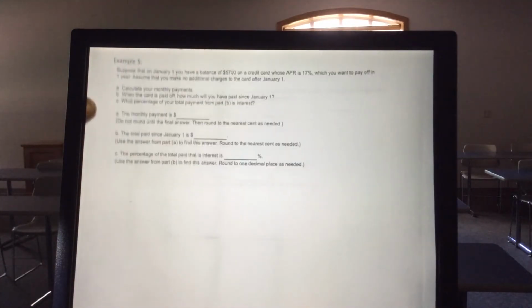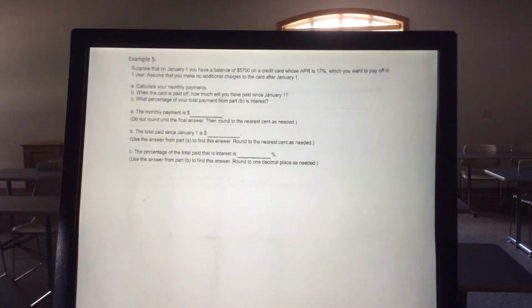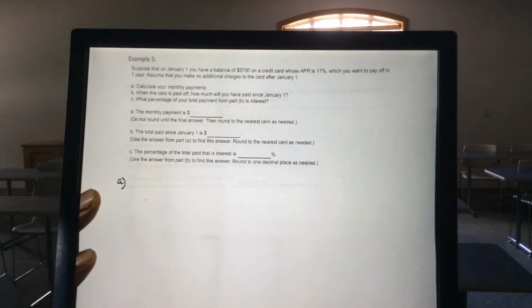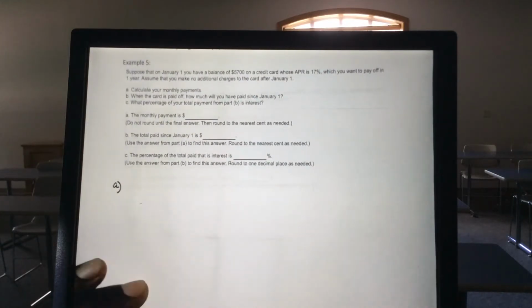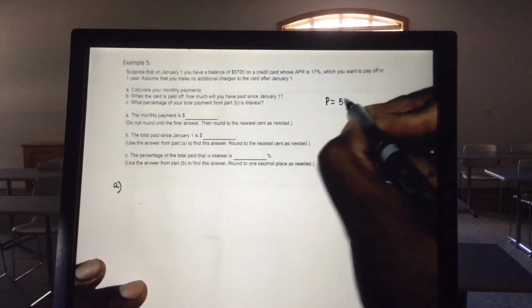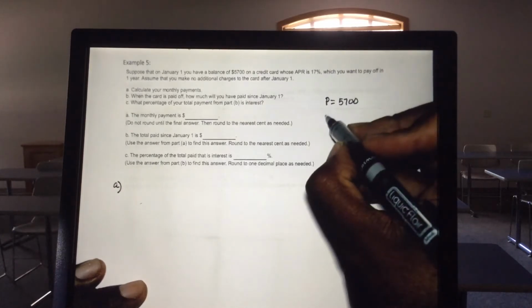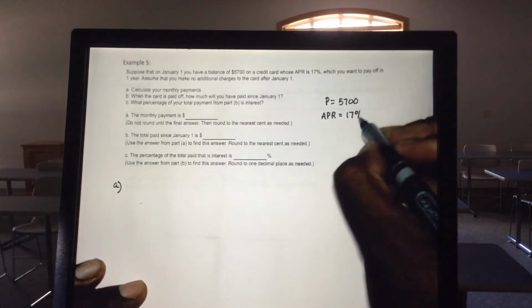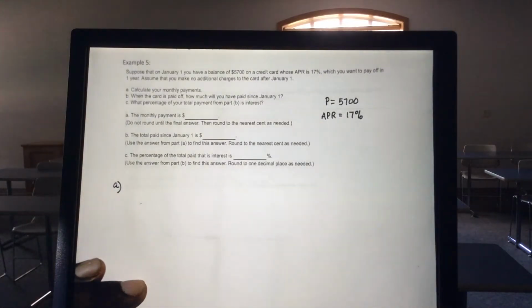Okay, so let's look at this. I'm going to write what's given to me on the side here. We have a balance of $5,700 here. That's your P. The APR is 17%. And to be honest with you, I've seen credit cards with higher interest rates than that, between 20 and 30%, probably even more than that.